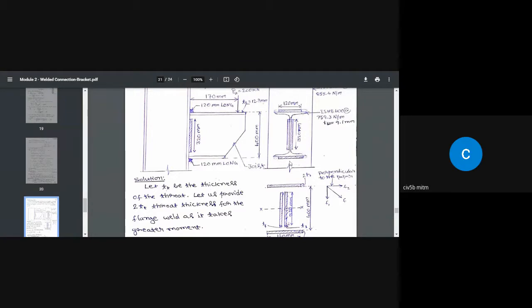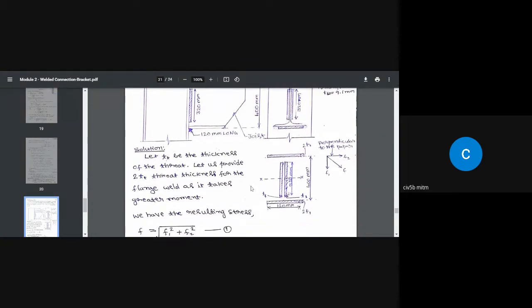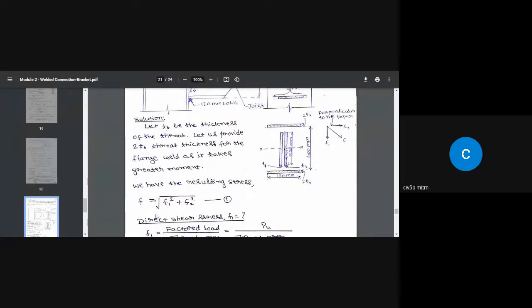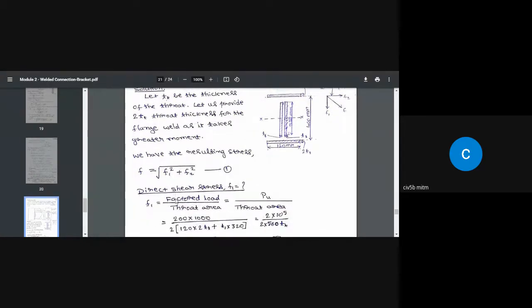This is the flange weld and this is the flange weld, as it takes greater moment. We have this formula: when this is F1 and this is F2, the resulting stress is going to act in this direction, and this is given by square root of F1 square plus F2 square. So we need to find out what is F1 and what is F2.